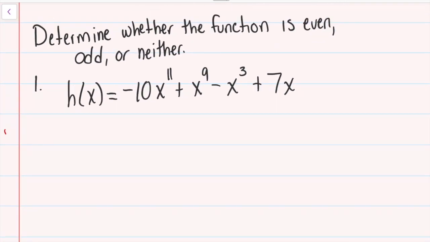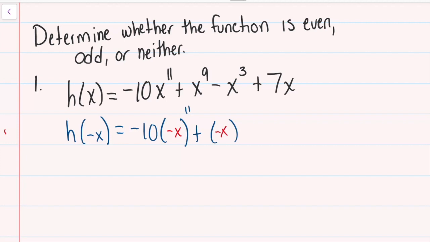If we were to plug in a negative x, so for every x, we replace it with a negative x. There we go. To the 9th minus parentheses negative x to the power of 3 plus 7 parentheses negative x. And now we're going to simplify these exponents.